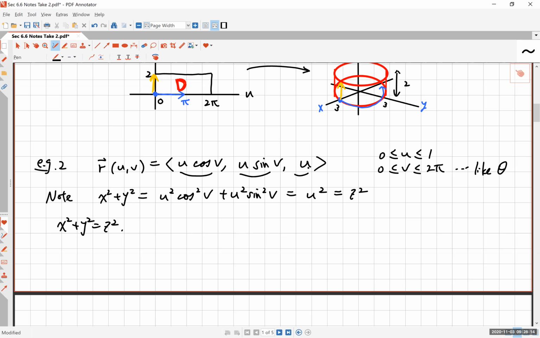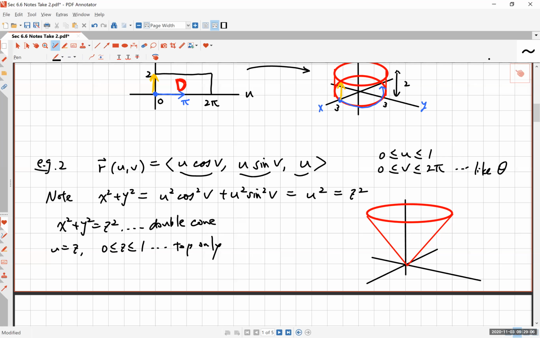Oh, and by the way, U, which is Z, is between 0 and 1. So Z has to be only between 0 and 1. This will give you a double cone, but this is only the top part of it. So the picture is going to look like this. There you go. The vertex at the bottom is the origin, of course, and then you go up to the point where Z is equal to 1.